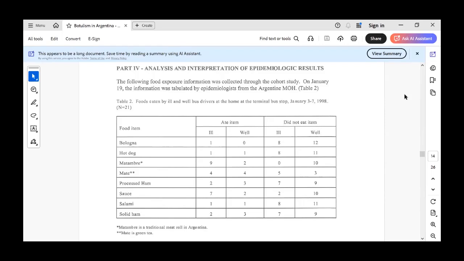We'll just say that there appears to be an association of increased botulism among people who ate matambre, right? So even though we can't calculate the relative risk because, mathematically, you can't divide by zero, just looking at the attack rates among those who ate matambre and those who did not, there appears to be an increased risk among those who ate matambre.